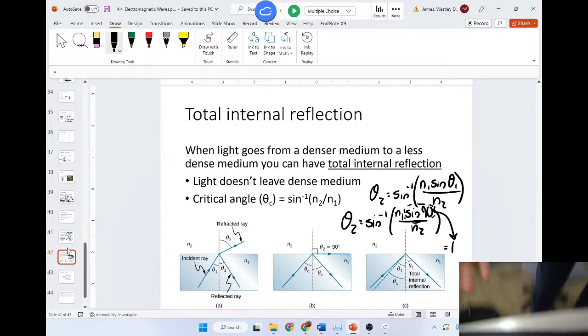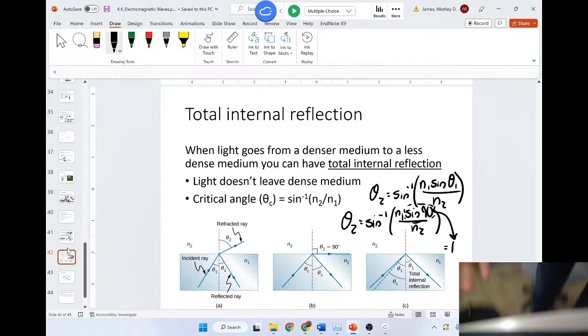Sine of 90 equals 1. So it disappears. Sine of 90 is 1, so you get n2 over n1. If you're wondering where that sine of theta went, well, we plugged in 90. Sine of 90 is 1. There you go. So that's the angle at which it happens.